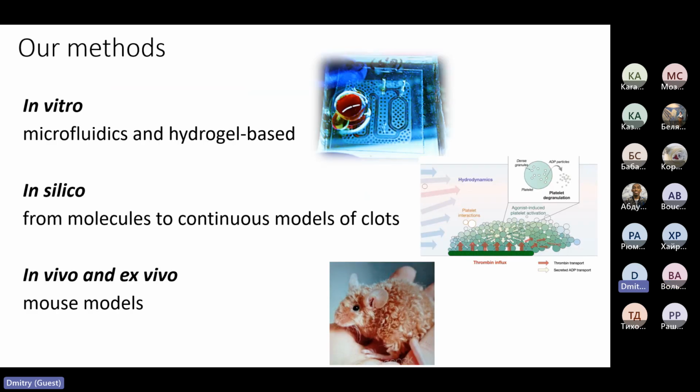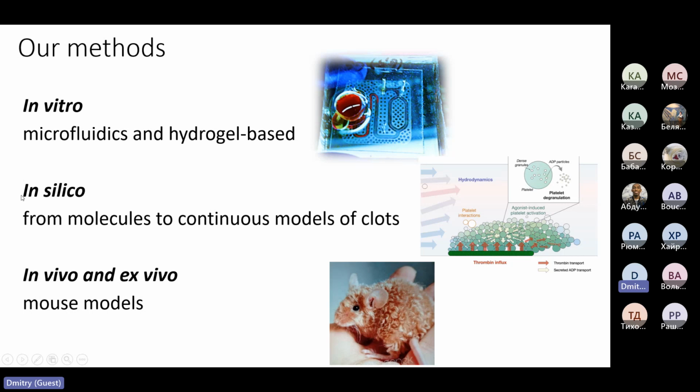Okay, so in my team we use several methods. The first one is in vitro, like microfluidics or hydrogel-based methods. Basically what we do, we make some artificial channels and we perfuse human or mouse blood through the vessel and observe using a microscope what is going on here. So how thrombi form and what is the fate of the thrombi? Do they occlude the vessel or not? So this is one of the basic experimental methods that we use.